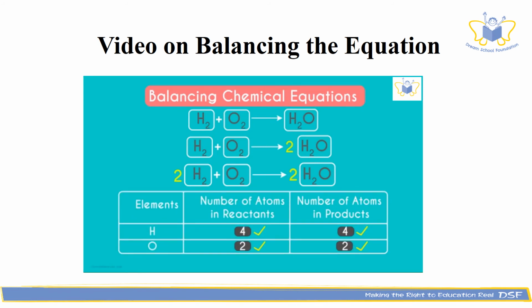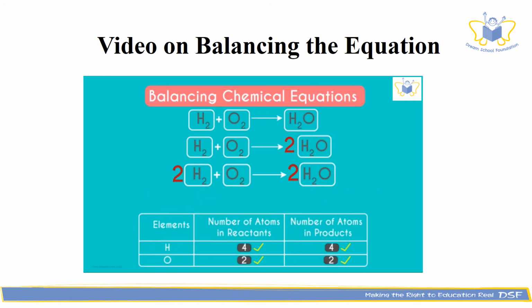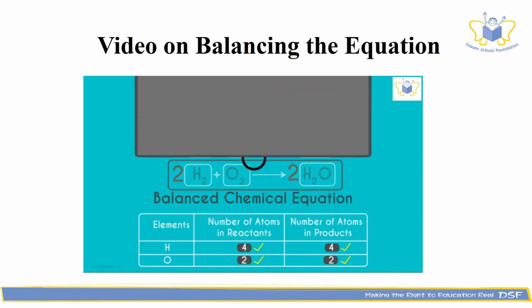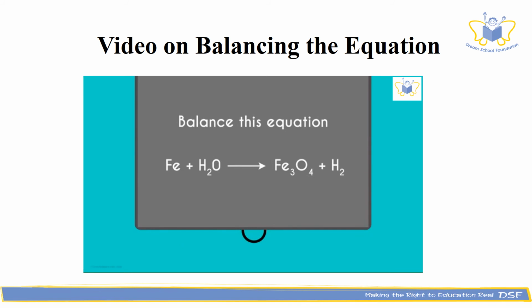So we simply multiply the appropriate elements or compounds as necessary to balance each and every element. When all elements are balanced, we say that the chemical equation is balanced. Easy, wasn't it? Why don't you try balancing this chemical equation? You'll see the solution in the next part of the lesson.